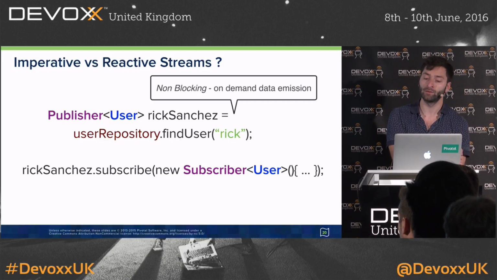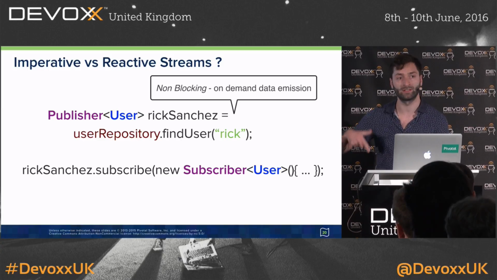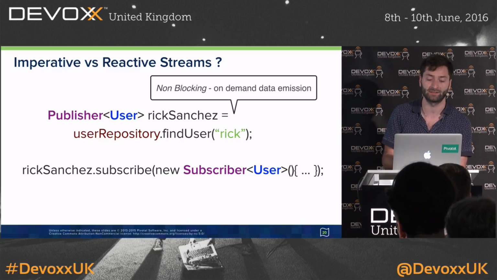So now the change is that userRepository.findUser will return immediately because it's non-blocking. The hard work is factored into the publisher, and whenever we subscribe, that's when the slow or hard work is going to happen. It's kind of deferred. So when you call findUser and that returns a publisher, it's immediate.